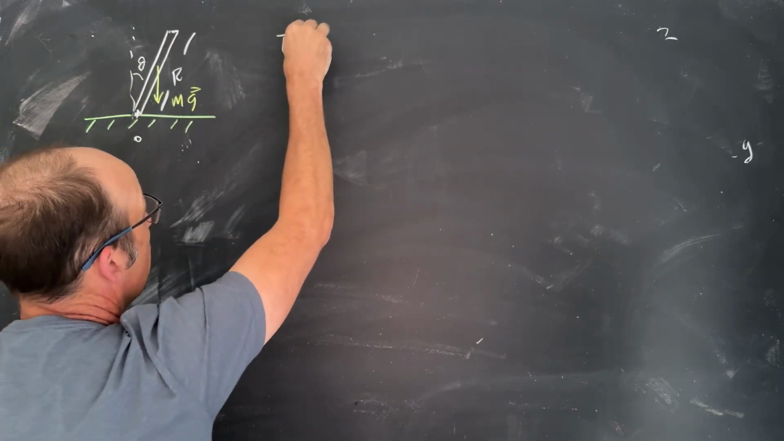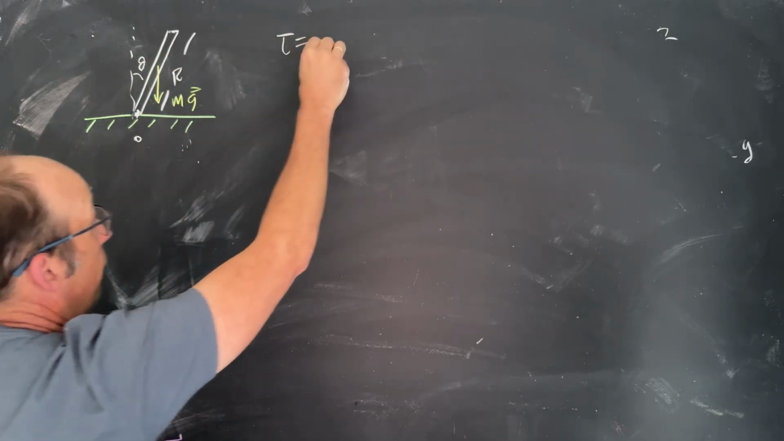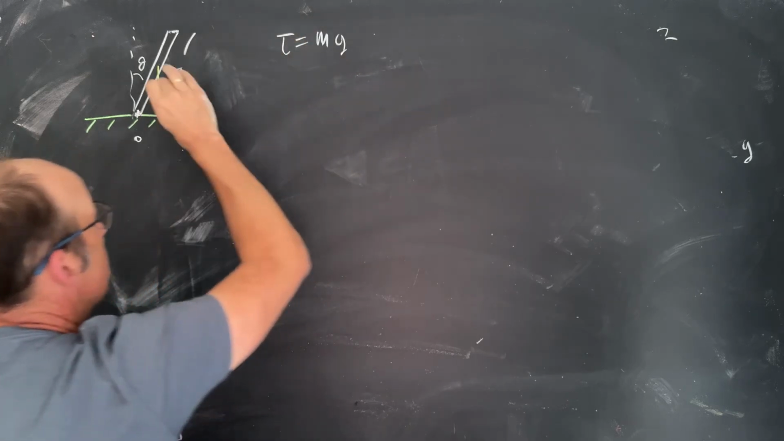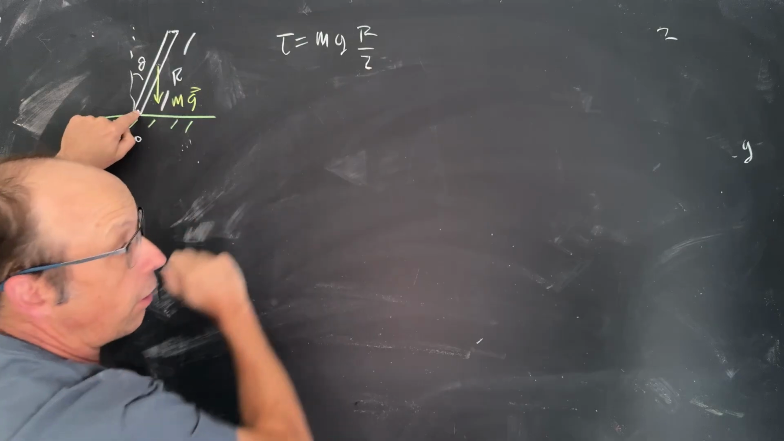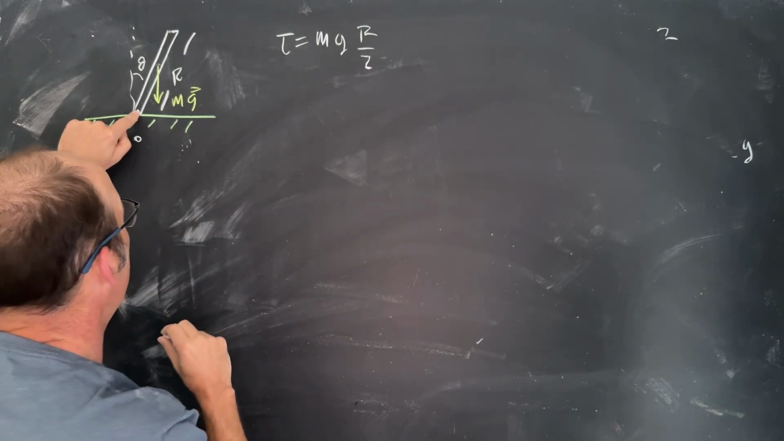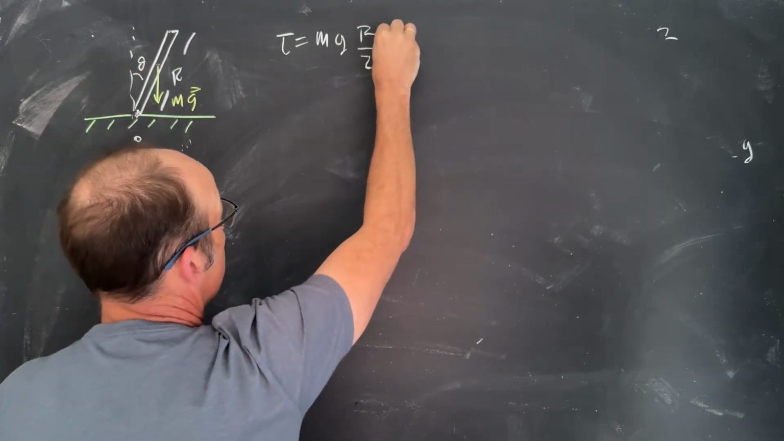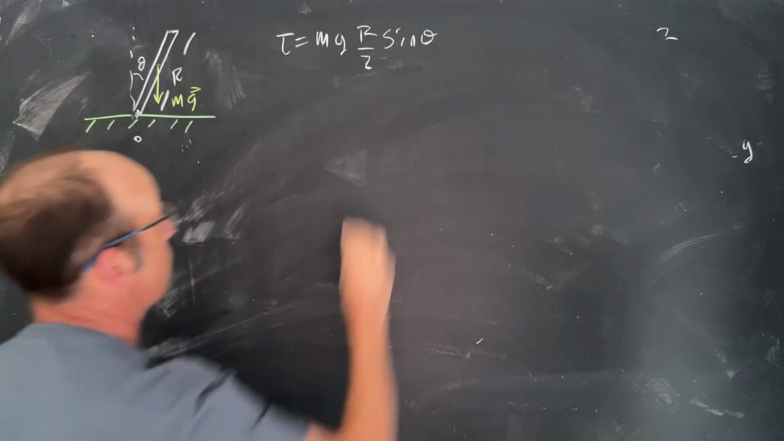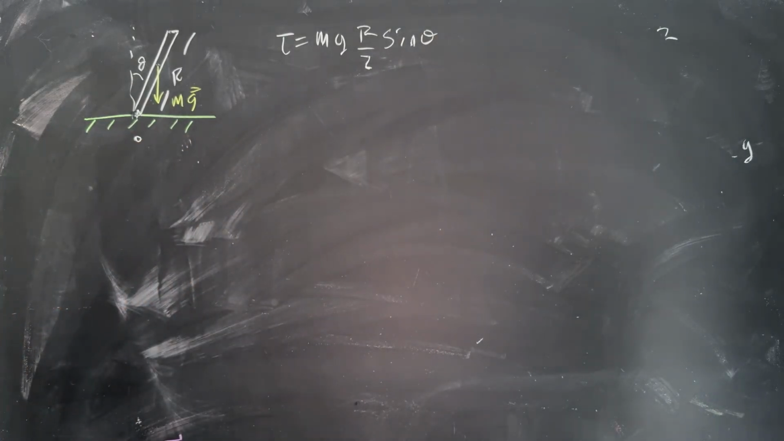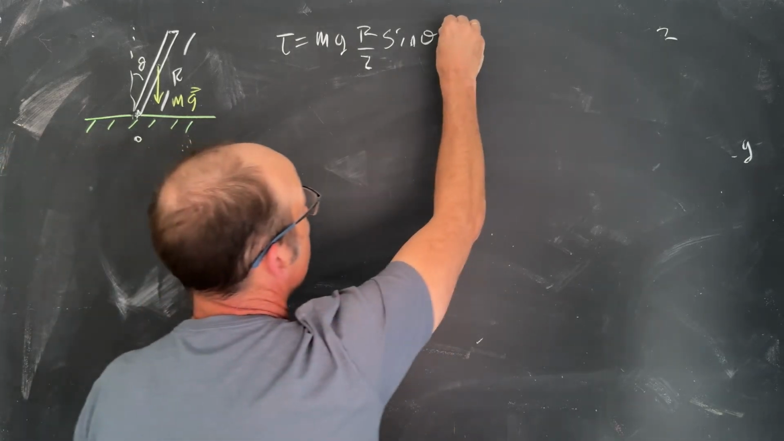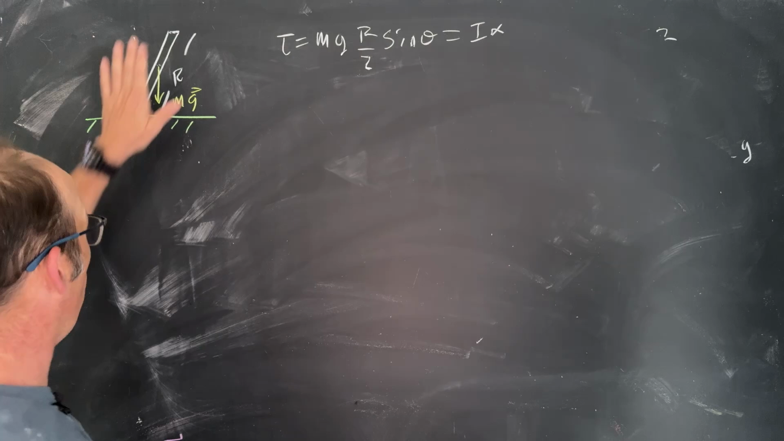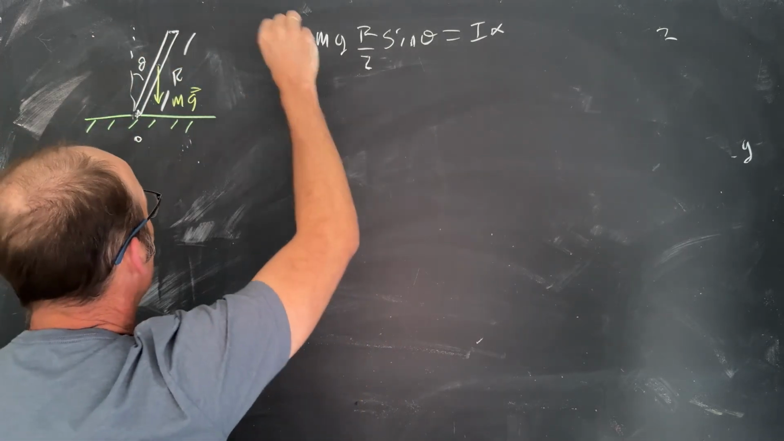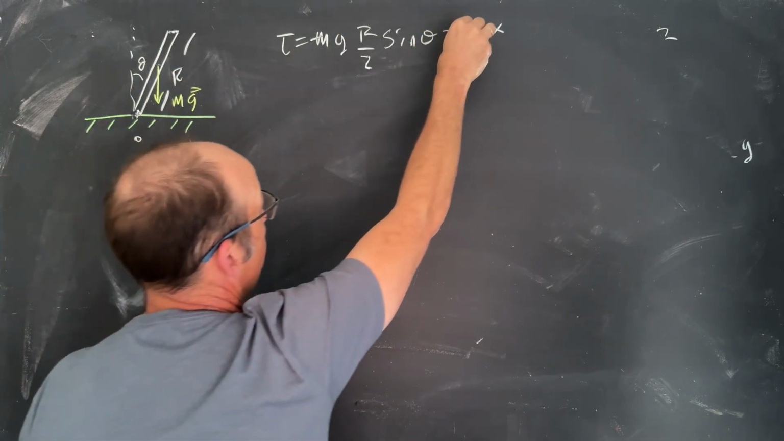So torque is going to be equal to the gravitational force, mg, times the distance to that point, which is r over 2. I'm using r for the length. And then times the sine of theta, because it's tilted. Okay, so that's my torque. So now we can set that equal to I times alpha. Right? That's our only torque acting on it. Technically, this is the way I drew this, it would actually be negative and negative, but it doesn't really matter.